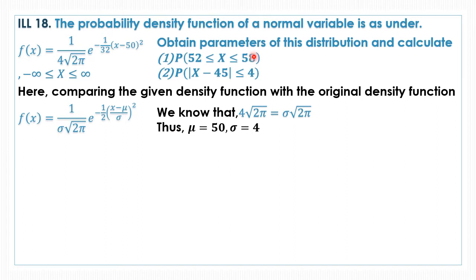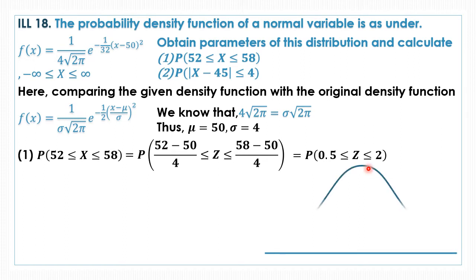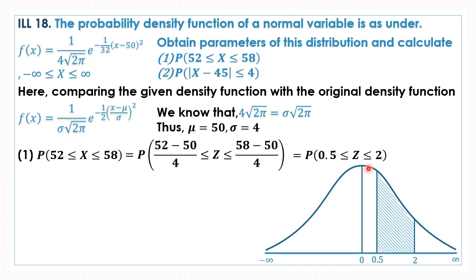After getting these two values, we can directly start with calculating these values here. We will start with the first one, that is x is between 52 and 58. 52 minus 50 upon 4 less than or equal to z, less than or equal to 58 minus 50 upon 4. The answer here will be 0.5 less than or equal to z, less than or equal to 2. So the curve which I am going to draw here is going to be positive 0.5 to positive 2. So this is the area for which we are going to calculate the probability.